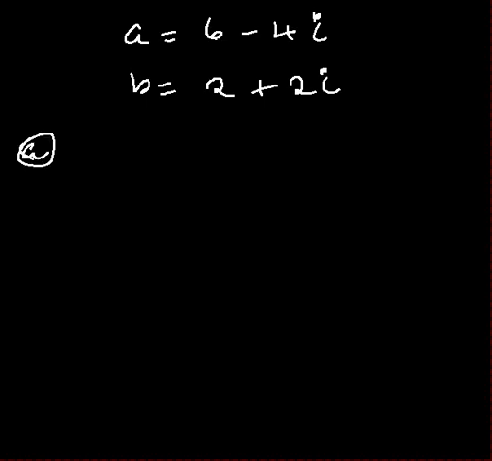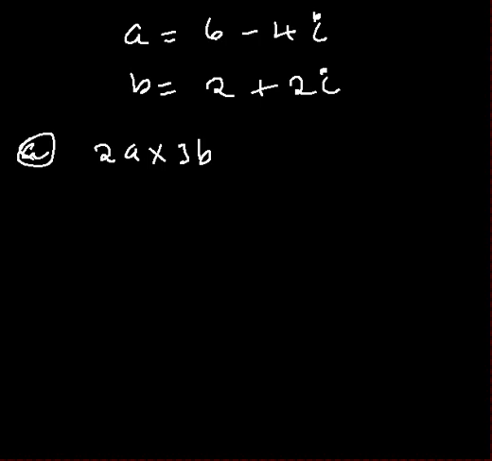And now let's say we have a case like this. Let's say we have the complex numbers a, which is 6 minus 4i, and b, which is 2 plus 2i. Now we should have the following operation, that is 2a times 3b. How do you think we should have this?